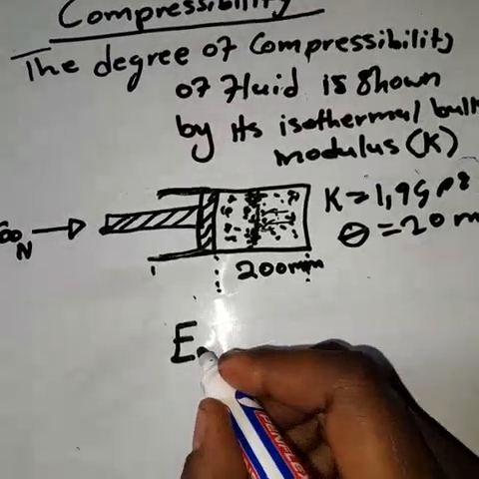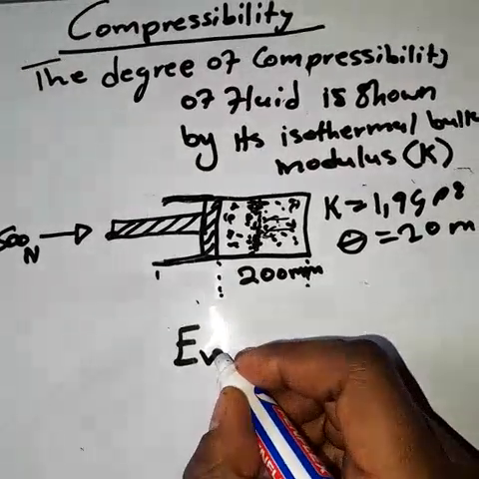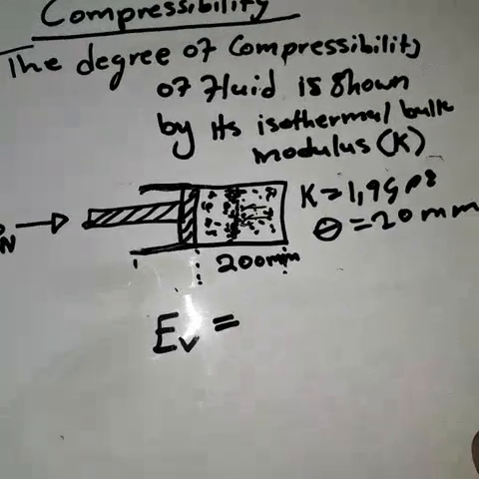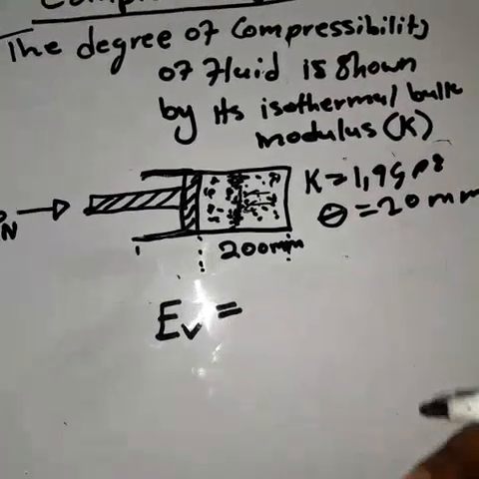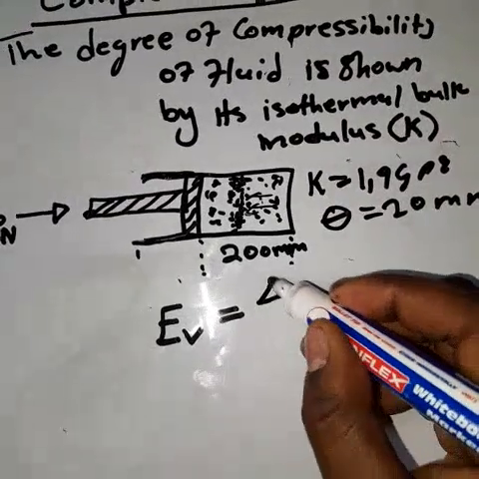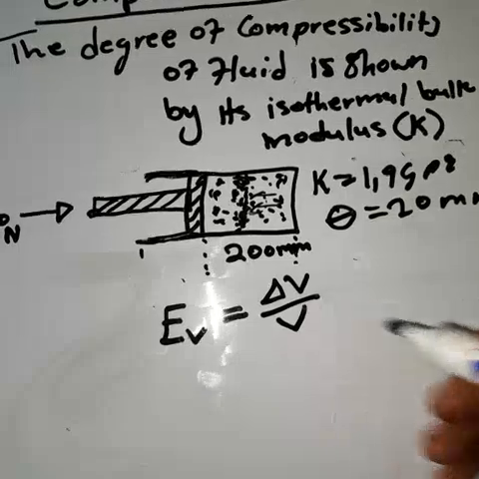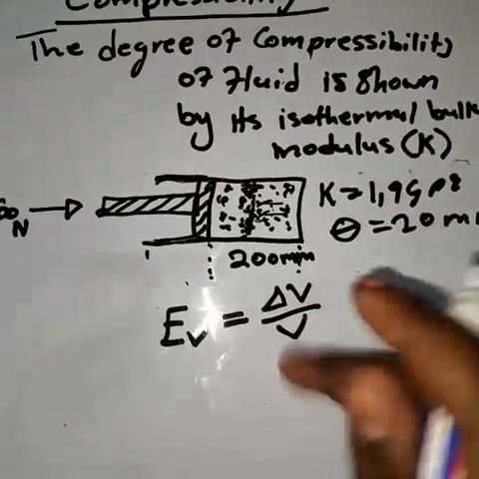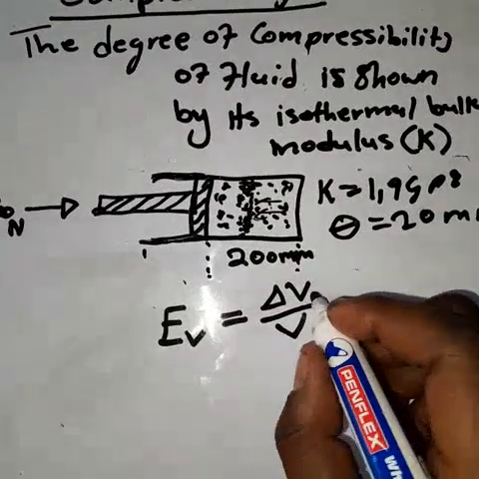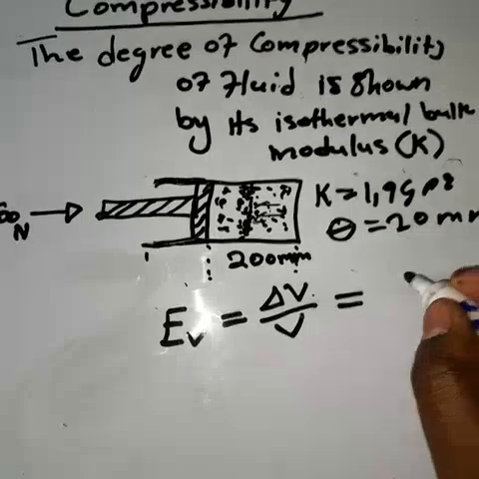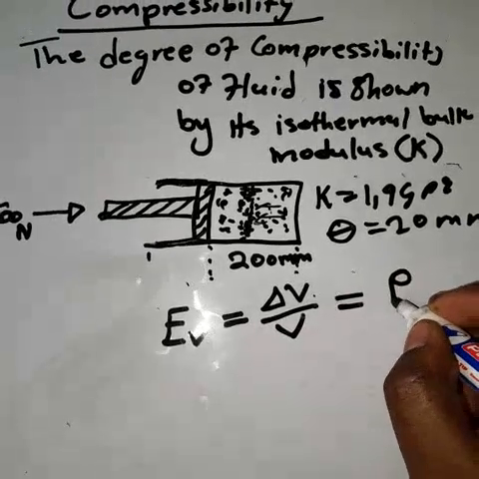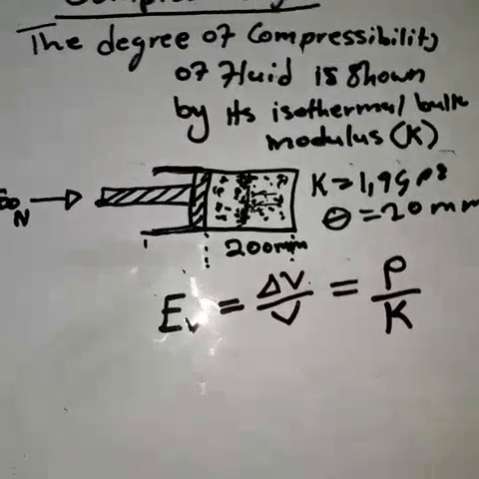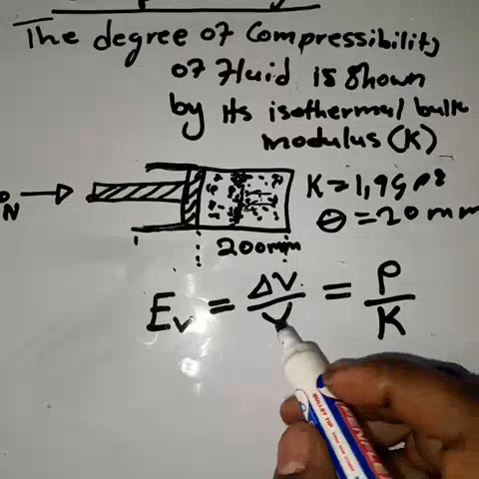If you want volumetric strain, here you will write a small letter V. Remember, I said strain is a change of something over its original form. It's a change of volume over its original state. You see, then this is a volumetric strain. Also, this is equal to pressure, which is P, over K. We must put this in mind.